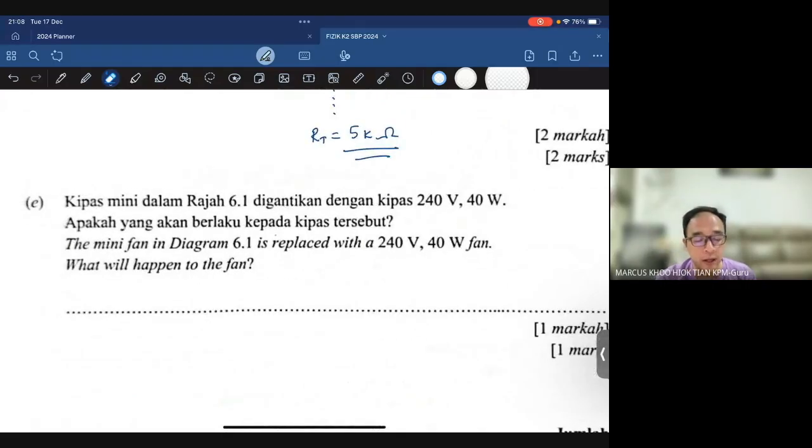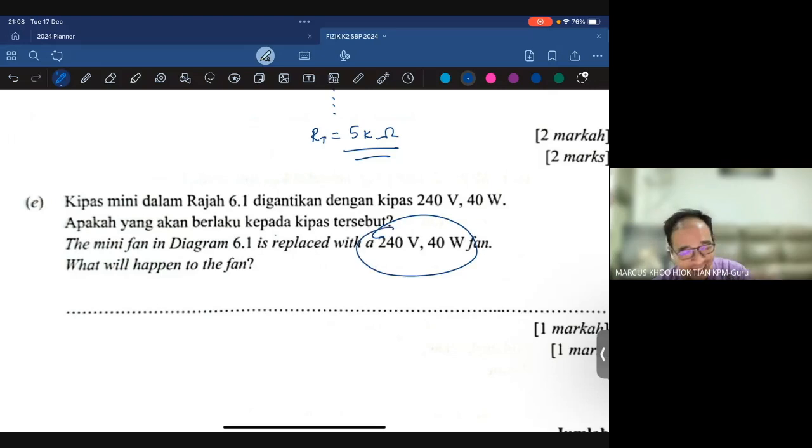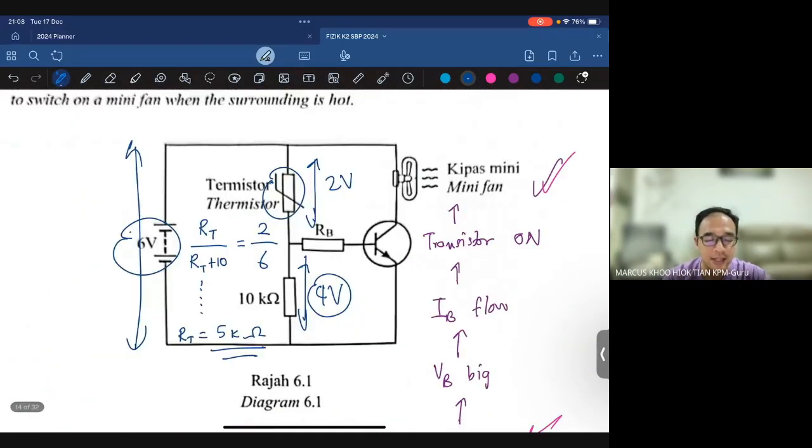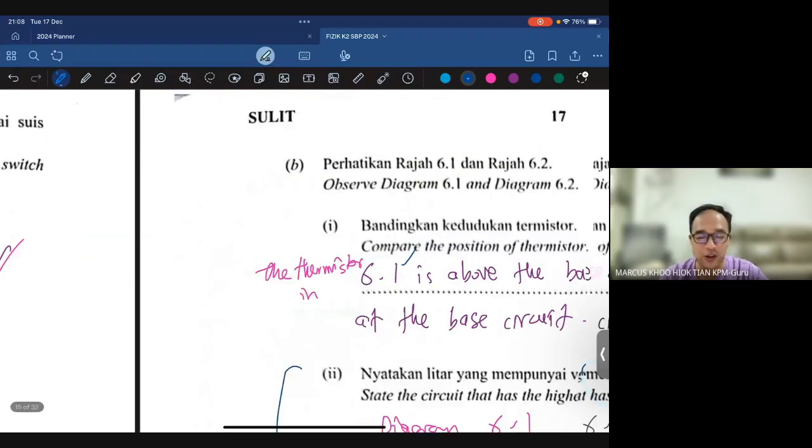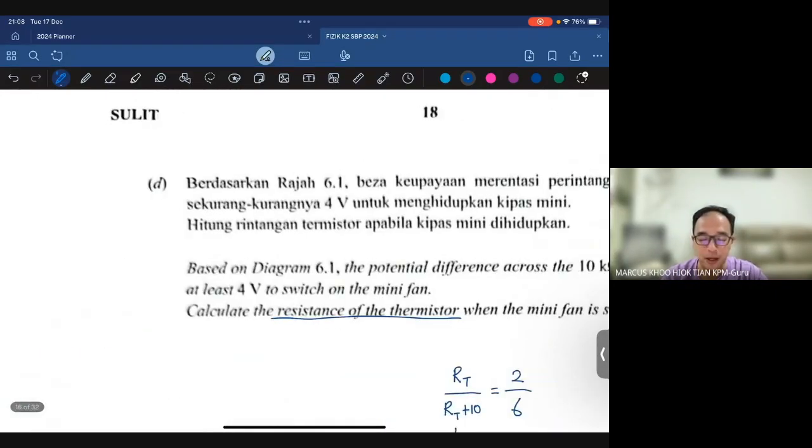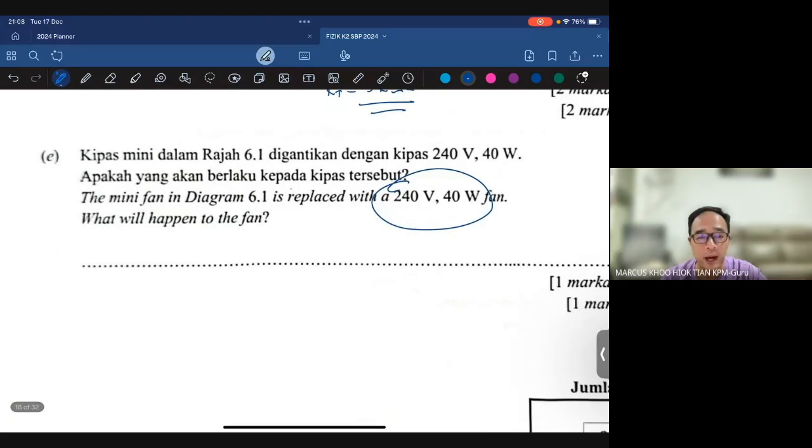Okay, the mini fan is replaced with a 240 volt and 40 watt fan. What will happen to the poor fan? So you want to replace the mini fan, that only needs 6 volts to function. You want to change it to 240 volts, and with a much higher power. With a much higher power, what will happen to the fan? Okay, the fan will not switch on. It's pretty basic one.